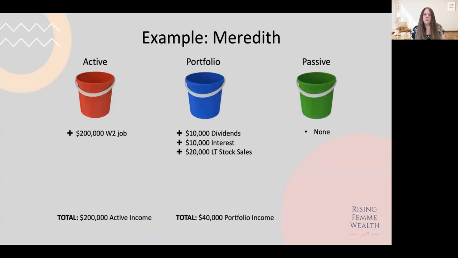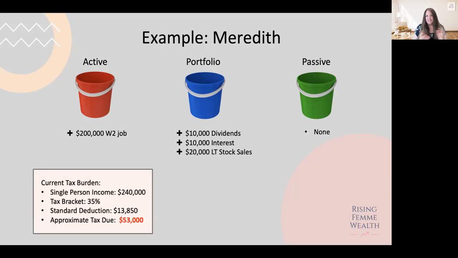So let's take a look at what her income looked like when she came to us. She was making $200,000 at her W-2 job. This was a tech job. One reason she wanted to diversify her income is that she wasn't sure, with the way the economy is going, whether she would continue having a job even. And she wanted to have some other sources of income to rely on. She also, in her portfolio bucket, was making about $10,000 in stock dividends every year, $10,000 in interest off of her savings. And then she had done some long-term stock sales this past year and made $20,000 in capital gains on those. So as you can see, she had $200,000 in active income and $40,000 in portfolio income.